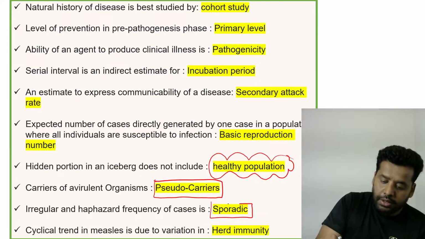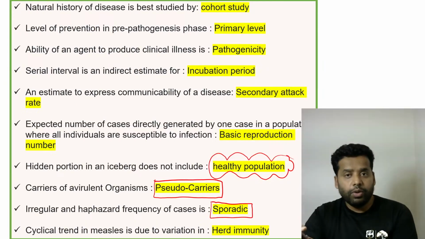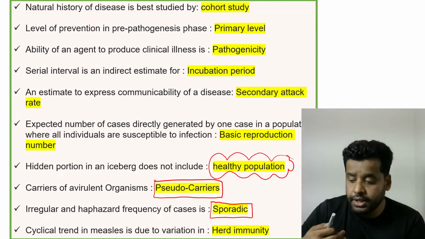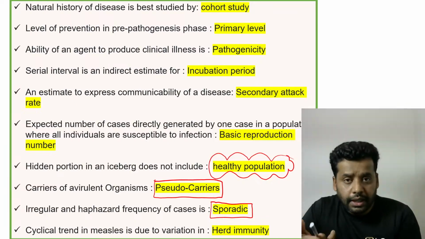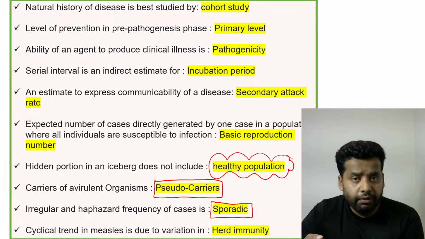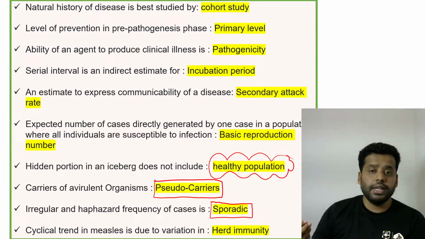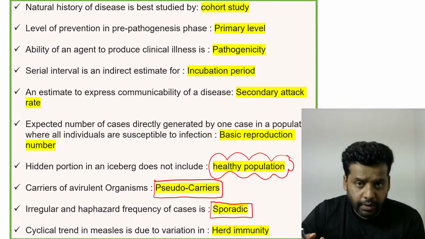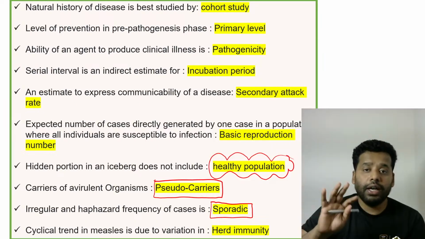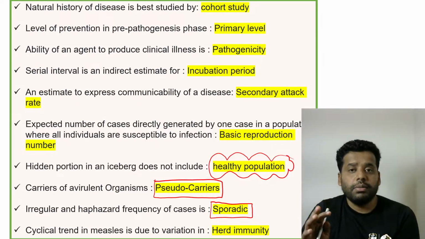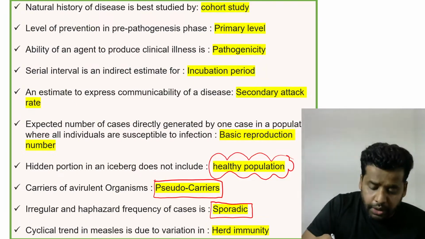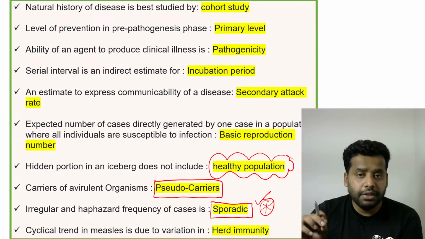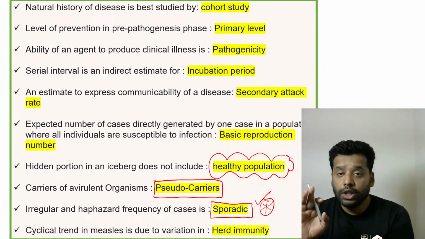Irregular distribution of cases is called sporadic. Last year, the cases were in January and February, for example. But this year, if the cases happen around November, December, it is an irregular distribution. You cannot predict anything. What is that transmission called? If they mention this word, it is scattered distribution of cases. It is called sporadic.